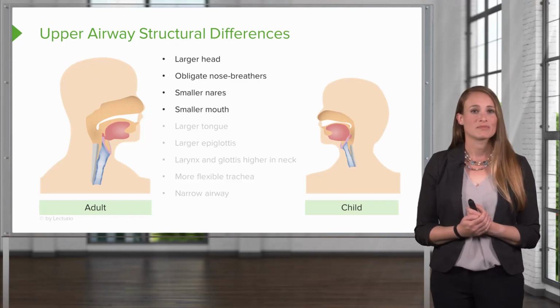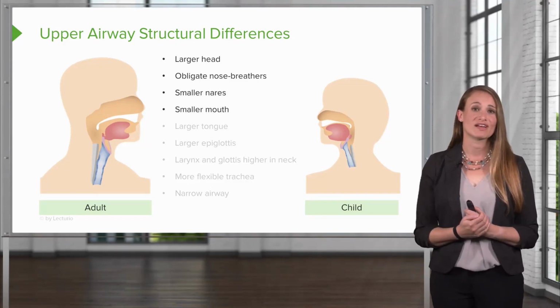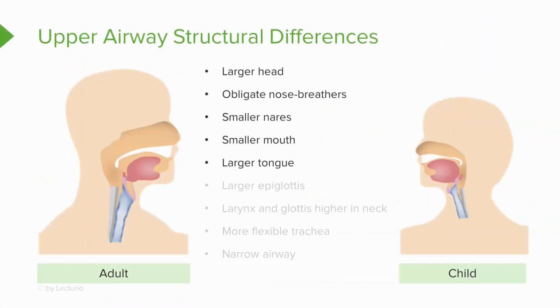Children also have a smaller mouth, and this allows for a smaller amount of air to pass through. It can easily be obstructed by the larger tongue that is present, and they also have a larger epiglottis in the back of their throat that can further complicate problems. The larynx and glottis are found higher in the neck, and the baby will have a more flexible trachea. So this is really important when you're positioning your patient and when they're sleeping at home. The airway is also narrow, and we'll talk about that.